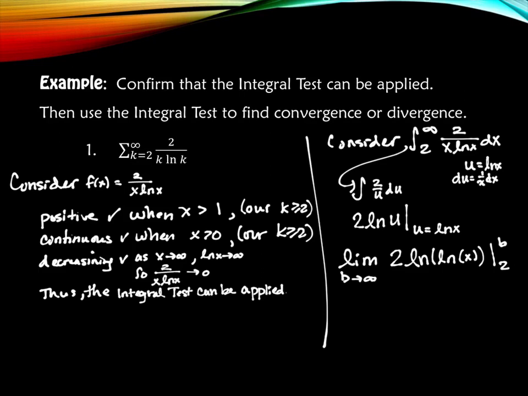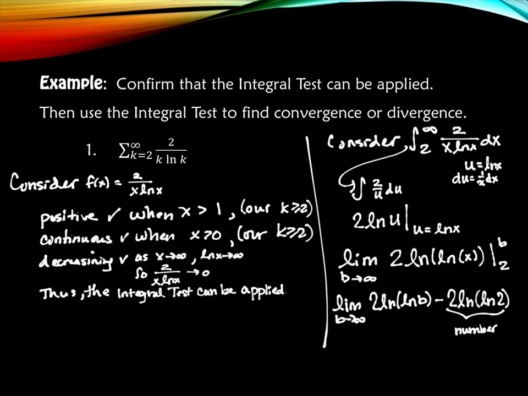Right? Okay, so we're going to evaluate b to infinity, the limit of 2 natural log of the natural log of b minus 2 natural log of the natural log of 2. Okay. 2 times the natural log of the natural log of 2. What is this, generally speaking? A number. It's a number. We don't even care. Remember, we really don't care what these things are, numerically speaking. We just need to know if it's a number or if it's infinity.